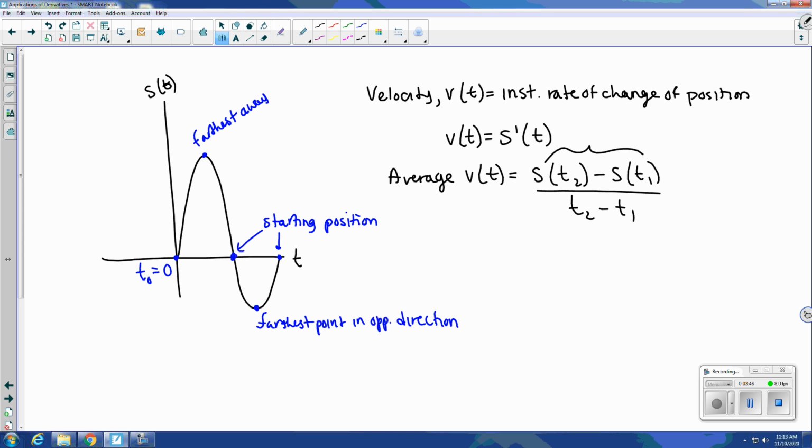The change in your position, this top portion of the average rate of change, when you calculate change in position, you are calculating what's called displacement. Okay, so if you're asked to find the displacement of the object over some time, you're just calculating the change in its position.